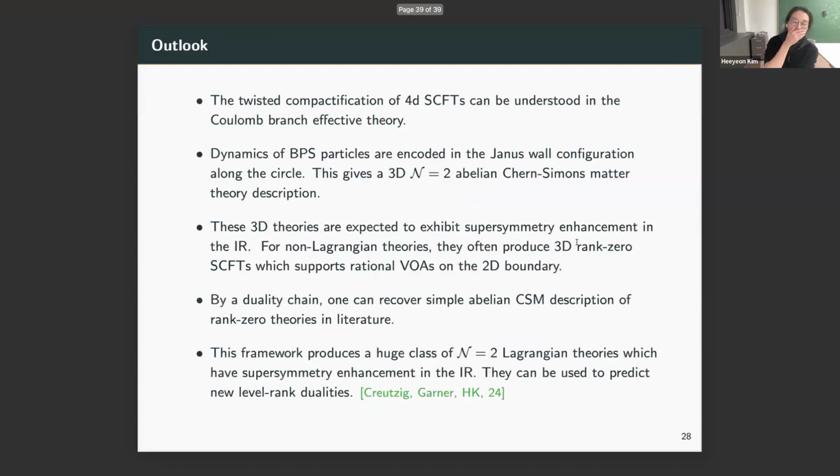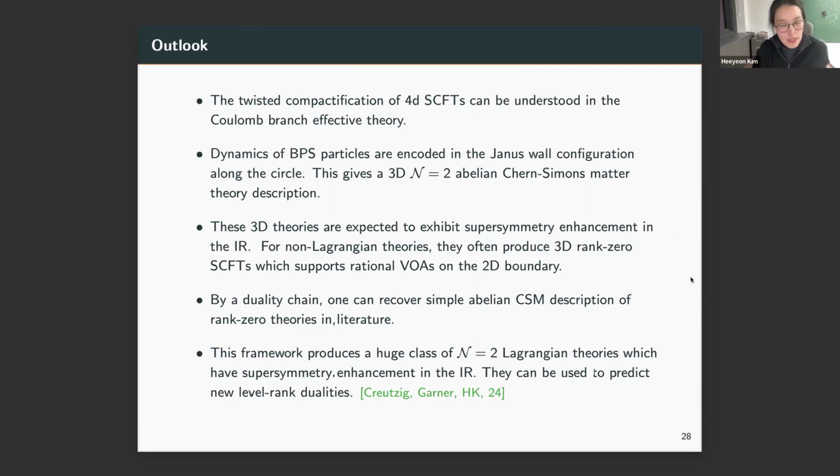So that's pretty much it. So the outlook. First of all, to summarize, the twisted compactification of those 4D SCFTs, I was trying to illustrate that this can be understood in the Coulomb branch effective theory. The dynamics of BPS particles are included in the Janus-like configuration along this compactification circle. This gives a 3D N=2 abelian Chern-Simons matter theory description that can be thought of as some UV description whose IR fixed point shows some sort of supersymmetry enhancement.